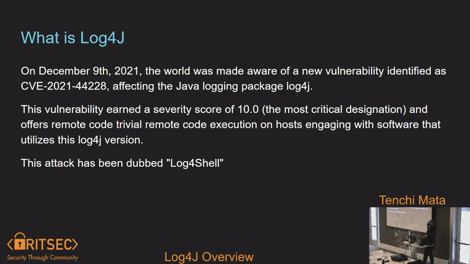On December 9th, 2021, the world was made aware of a new vulnerability identified as CVE-2021-44228, affecting the Java logging package Log4j. This vulnerability earned the highest score for a CVE, a 10, the most critical designation. It offers trivial remote code execution on hosts engaging with software that utilizes this Log4j version, and this attack has also been dubbed Log4Shell.